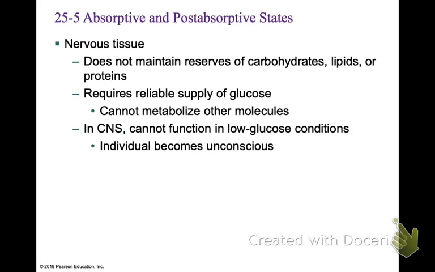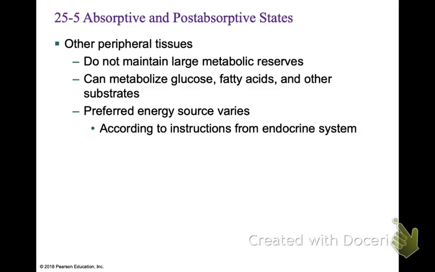So the nerve tissue itself doesn't maintain its own reserves, and so it requires two absolute things from the bloodstream at all times: glucose and oxygen. So if you get hypoglycemia, if your blood glucose level drops too low, then your nerve cells just shut down, and you'll actually lose consciousness really rather abruptly if it drops too low.